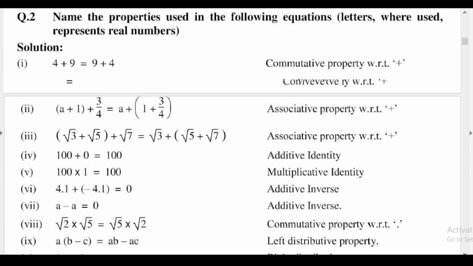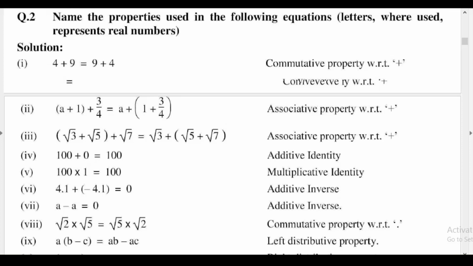Second part, that is a plus (1 plus 3 divided by 4) is equal to (a plus 1) plus 3 divided by 4. That is the associative property with respect to addition. Third, under root of 3 plus (under root of 5 plus under root of 7) is equal to (under root of 3 plus under root of 5) plus under root of 7. That is the associative property with respect to addition.